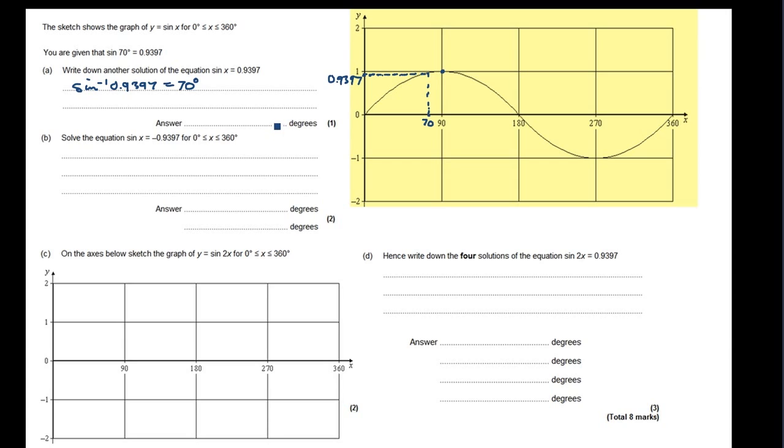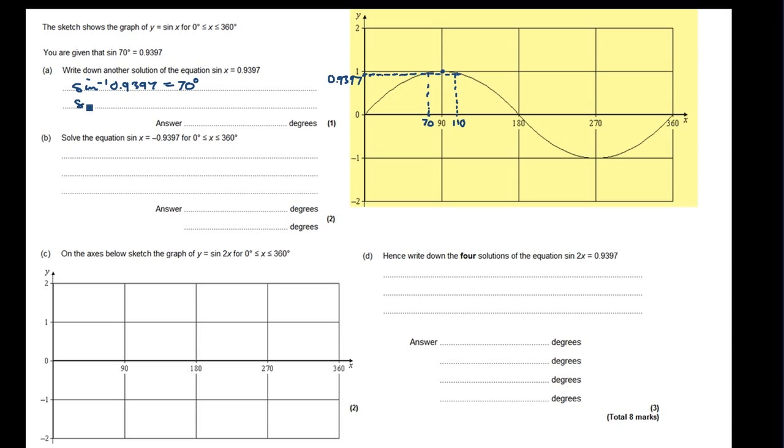Now, what are we going to do to get a similar value? Well, if we've got 0.9397 along here, where does it hit the graph again? It hits it again here. Again, I've come down a bit too low, but it'll do. So it's symmetrical around the x equals 90 degree line, so it will hit our x here at 100. Well, if that's 90 minus 20, then we've got 90 plus 20, which is going to give us 110.